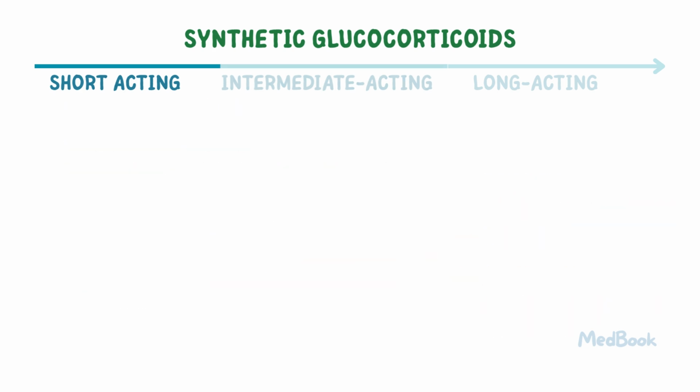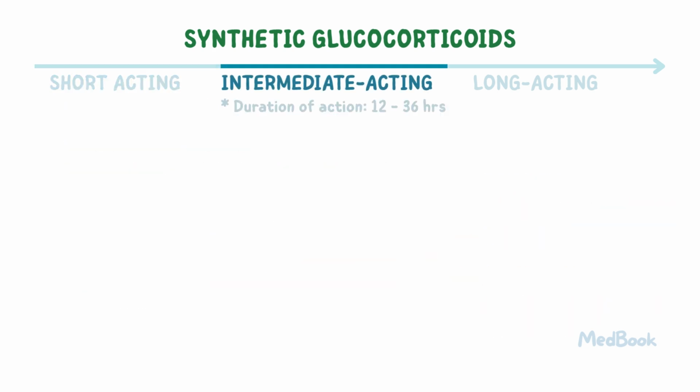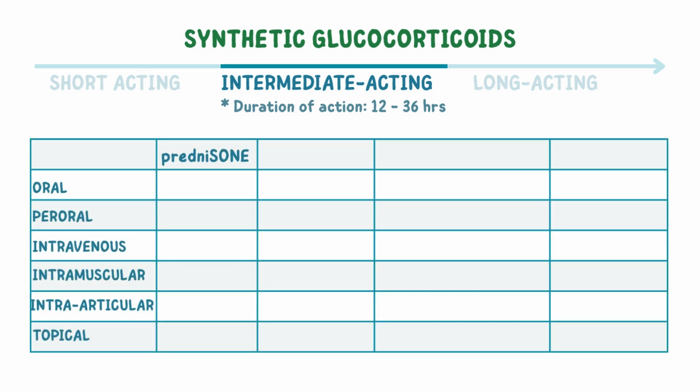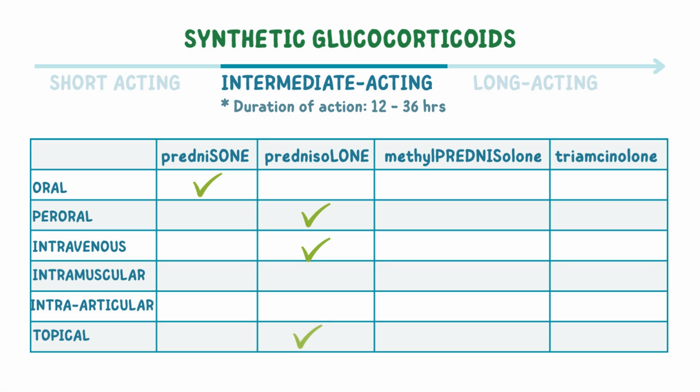The second group are intermediate-acting glucocorticoids with duration of action of 12 to 36 hours. Prednisone, prednisolone, methylprednisolone, and triamcinolone fall under this group. Prednisone is taken orally, while prednisolone has peroral, intravenous, and topical use. Next, methylprednisolone can be taken orally, intravenously, intramuscularly, or intraarticularly, while triamcinolone has oral, intramuscular, topical, and intraarticular use.